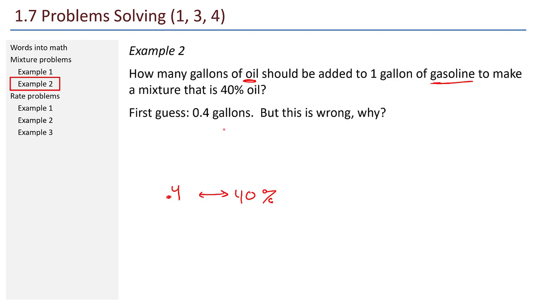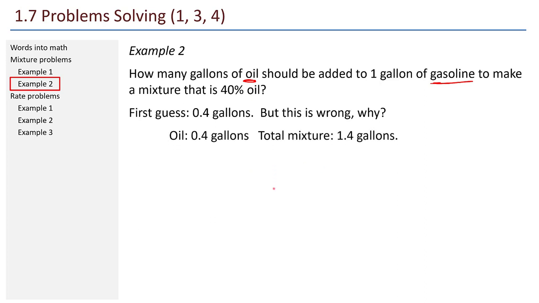But that's wrong. Why is that wrong? Well, it's wrong because I'm forgetting that when I add oil, that increases the total amount of the mixture. The oil is just 0.4 gallons, but the total mixture now is going to be 1 plus the 0.4, 1.4. So how do I figure out the percentage that 0.4 is out of 1.4? I simply make a fraction. I do 0.4 divided by 1.4, I get my number, 0.286.